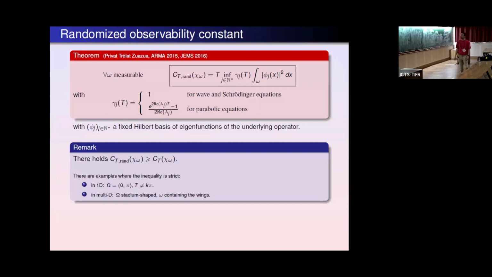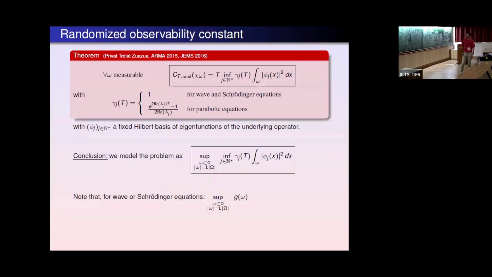I said also yesterday, but it's only a conjecture, that the deterministic observability constant should be the minimum of two quantities. One is purely spectral, one is purely geometric. The spectral quantity is exactly that one, and the geometric quantity is the GCC functional, L_T, you remember. And so in some sense, randomization has killed the geometric part.